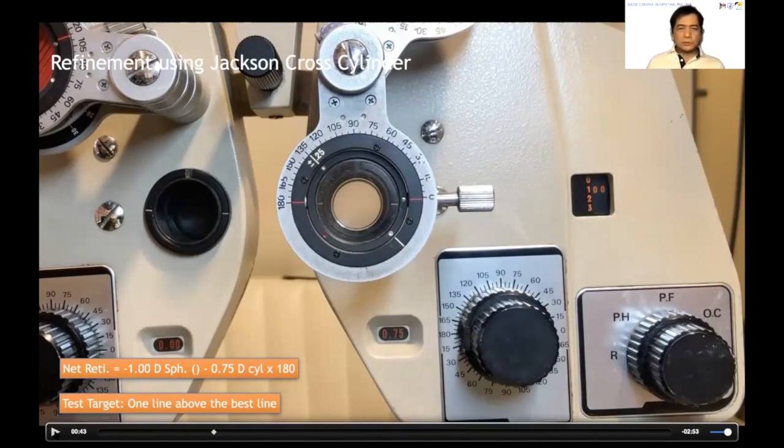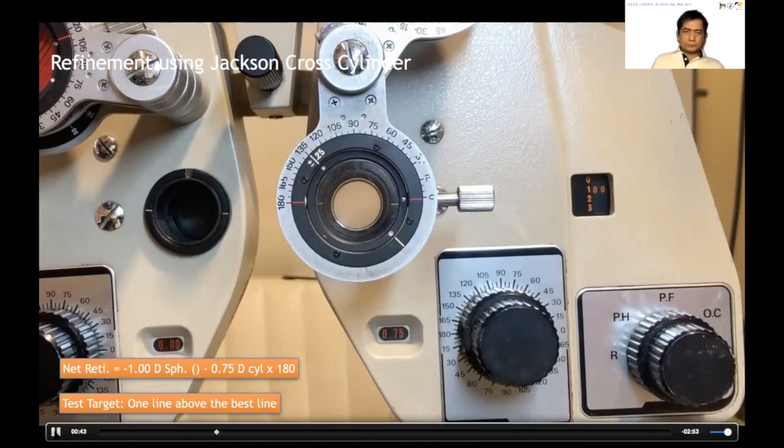Okay, so the instruction here is you have to tell your patient, while looking at one line above the best line, that you will be introducing two lenses. They have to tell you which lens appears to be better or clearer. You will introduce lens one, then flip your Jackson cross cylinder to introduce lens 2, and then ask the patient which lens appears to be clearer, lens 1, lens 2, or the same.